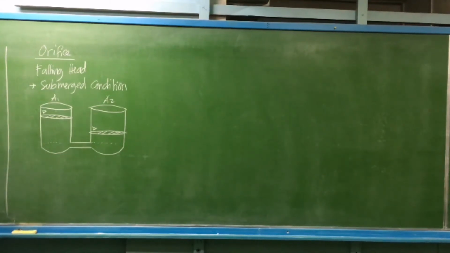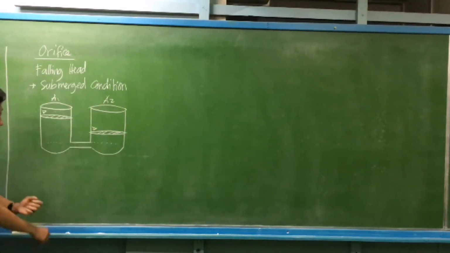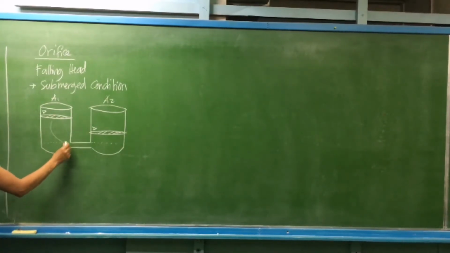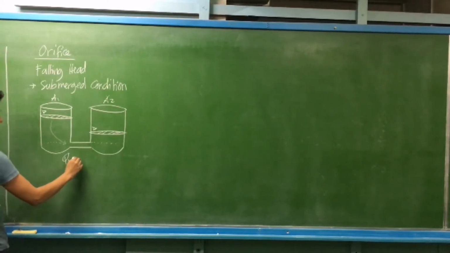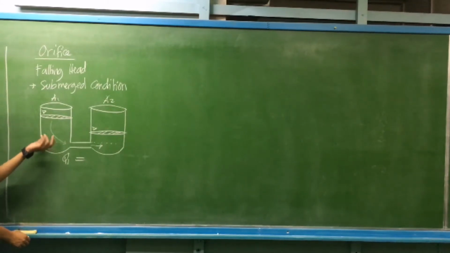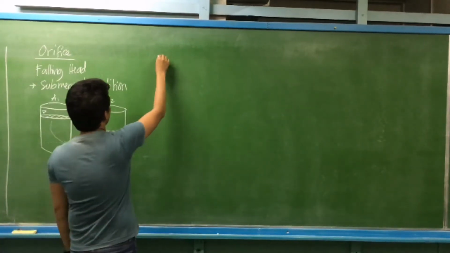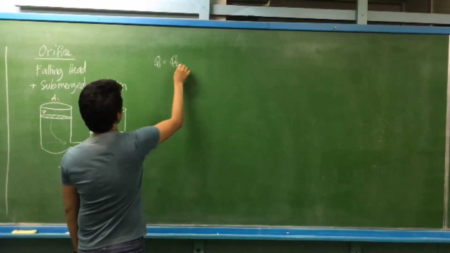I will proceed to the next case for falling head, submerged condition. So this time we are considering two tanks, the source tank and the receiver. For example, we have the area of the first tank as area 1, and for the second tank area 2. From this tank, we'll be having a discharge, this is discharge 1. But by continuity, whatever liquid is lost from the first tank is what the other receives. So discharge 1 is equal to discharge 2.